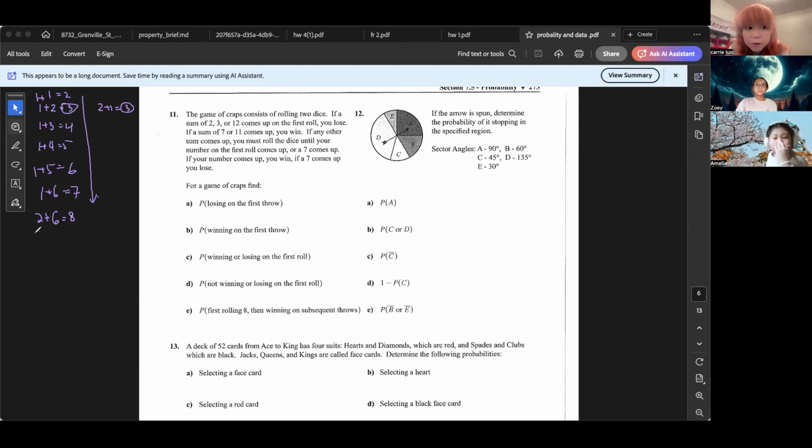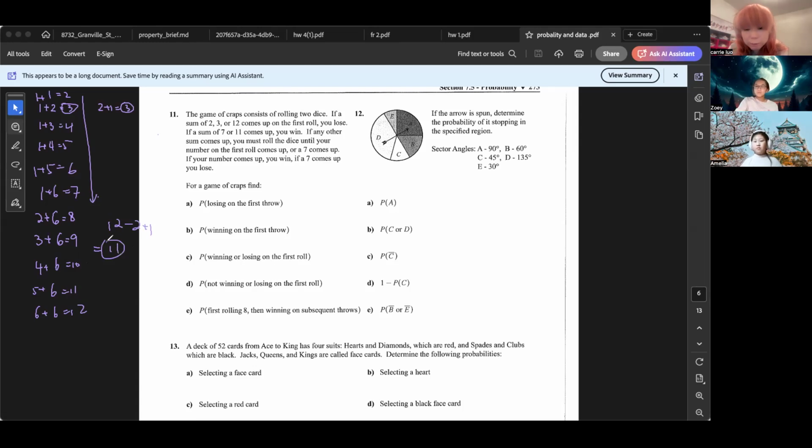So 2 plus 6 is the only new sum we're going to add on. Understand, Zoe? So 3 plus 6 equals 9. 4 plus 6 equals 10. And 5 plus 6 equals 11. And 6 plus 6 equals 12. So all together, how many possibilities are there? I think there's 11. Yes. It's 12 minus 2 plus 1 equals 11 possibilities.